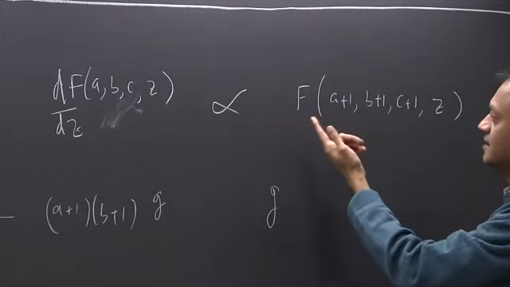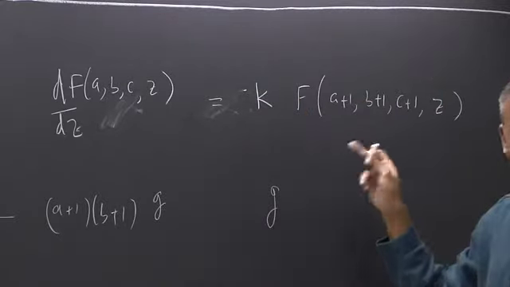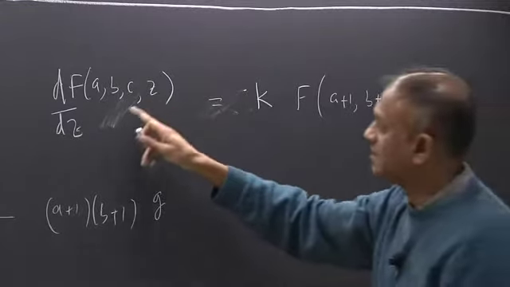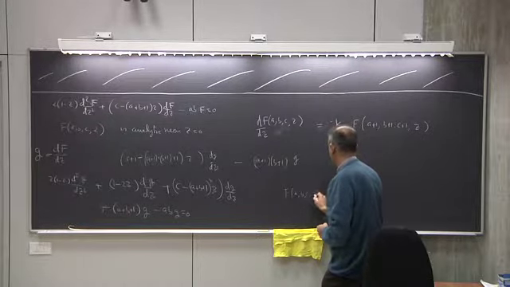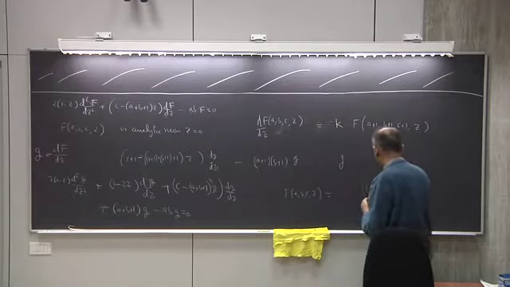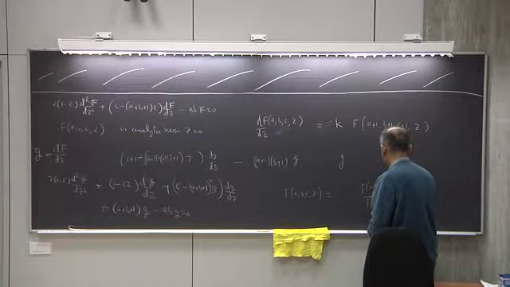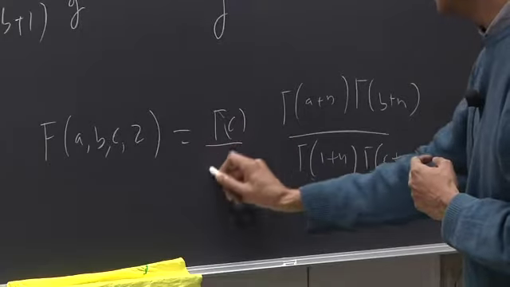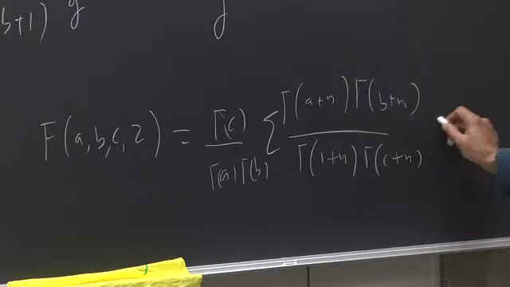Well, just look at the z. So this is equal to some constant, say k, times this. You can determine this k by just studying what happens at z equal to 0, right? Remember the expansion of f of a, b, c, z was gamma a plus n, gamma b plus n over gamma 1 plus n, gamma c plus n, and then you normalize it to make it 1, gamma c over gamma a, gamma b. This is the expansion, z to the n.